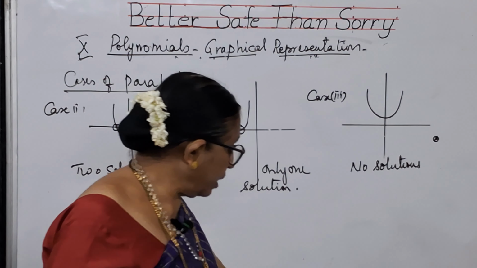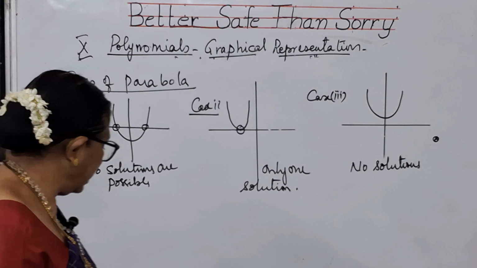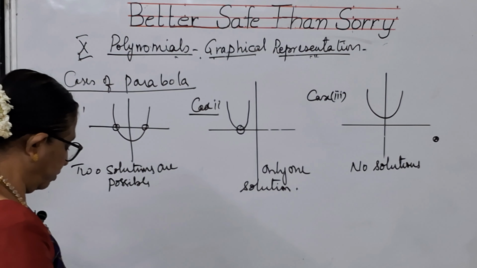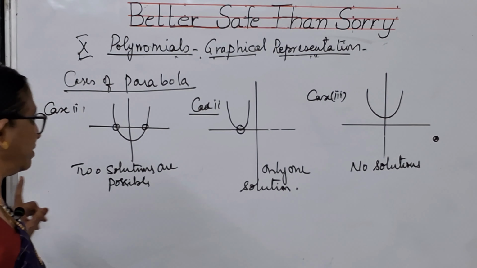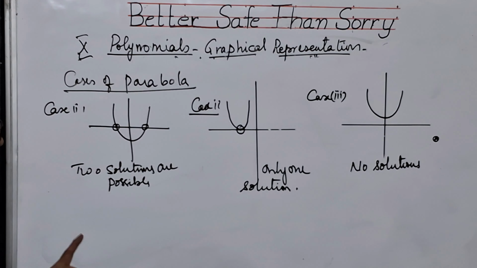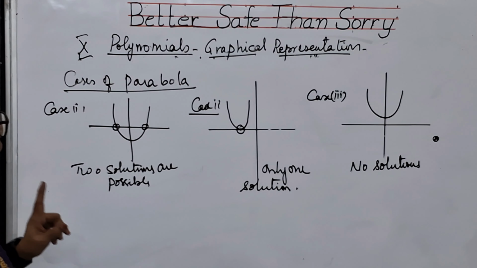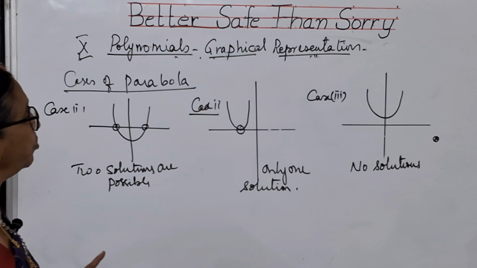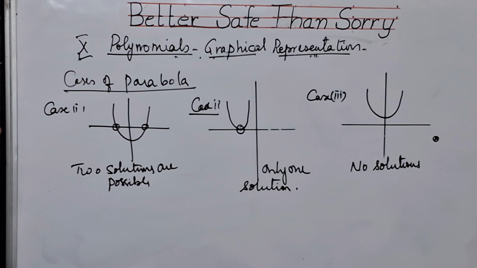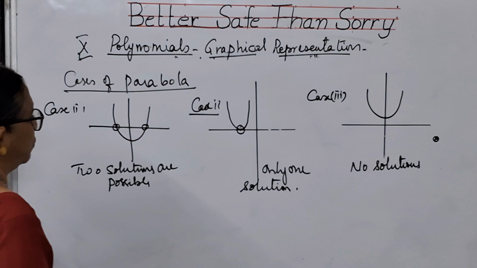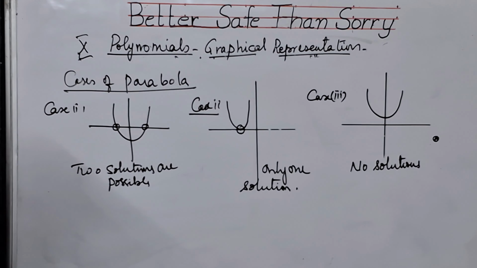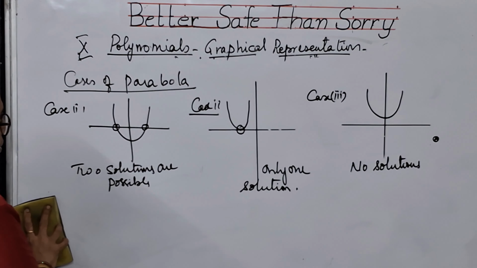Now, I hope you have understood the three cases. Two solutions means the parabola touches the x-axis at 2 points. One solution means the parabola touches the x-axis at only 1 point. No solutions means the parabola will not touch the x-axis at any place. It will be just hanging above the x-axis. So write this down, children. These are the cases of a parabola.